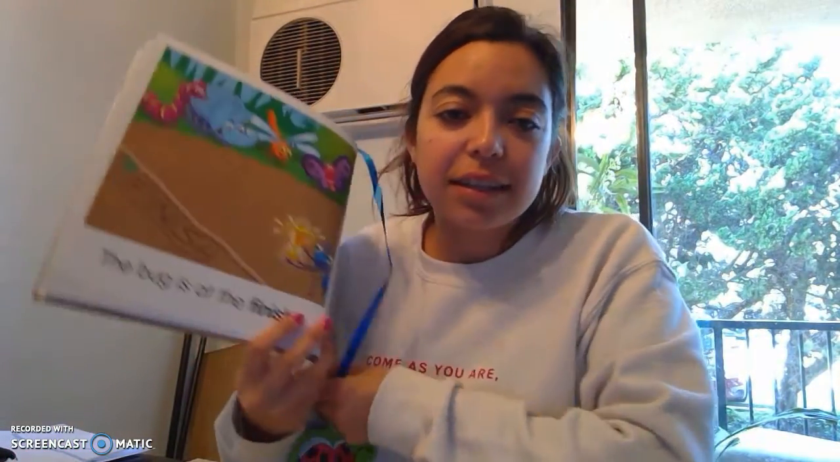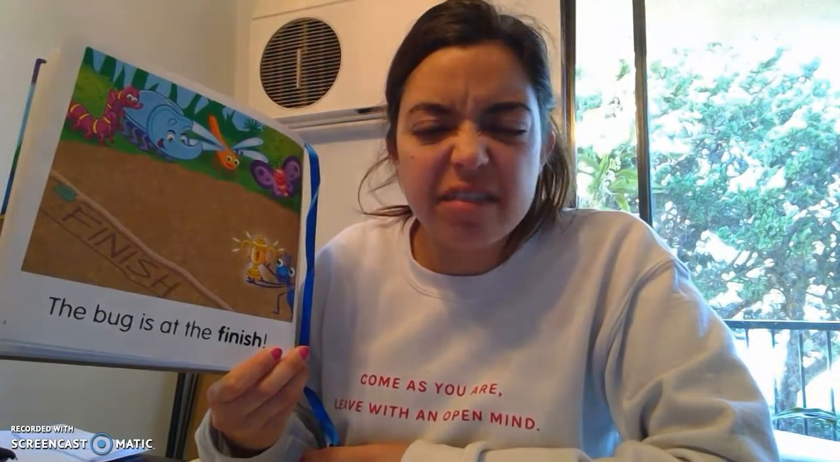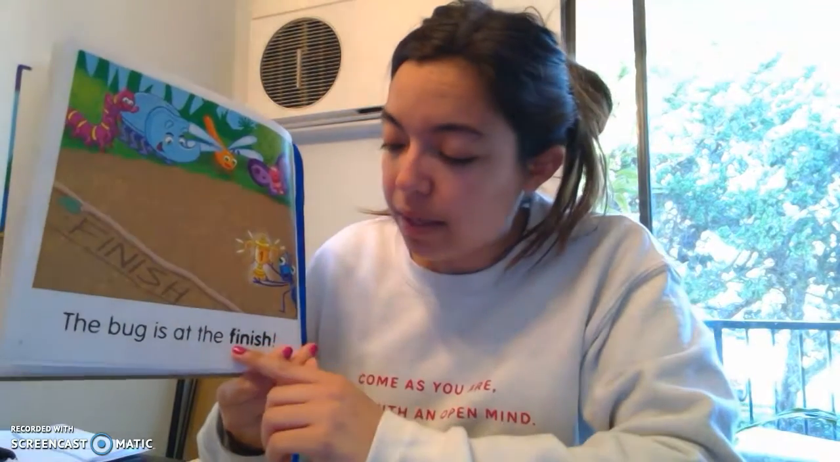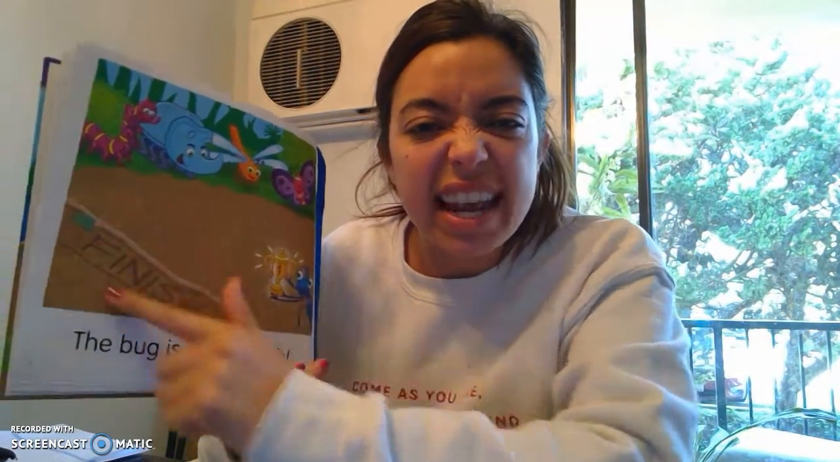All right. The bug is at the finish. It's at the finish line. How can we find finish if we don't know what that is? Look, this is an F. Where else do you see an F?